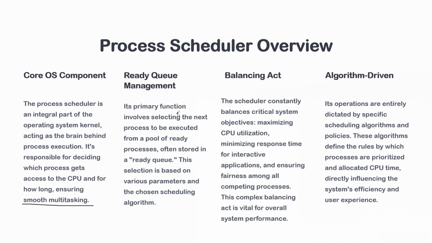Its primary focus involves selecting the next process to execute from a pool of ready processes, often stored in a ready queue. This selection is based on various parameters and chosen scheduling algorithms. Balancing act. The scheduler constantly balances critical system objectives: maximizing CPU utilization, minimizing response time for interactive applications, and ensuring fairness among all these competing processes. This complex balancing act is vital for overall system performance.